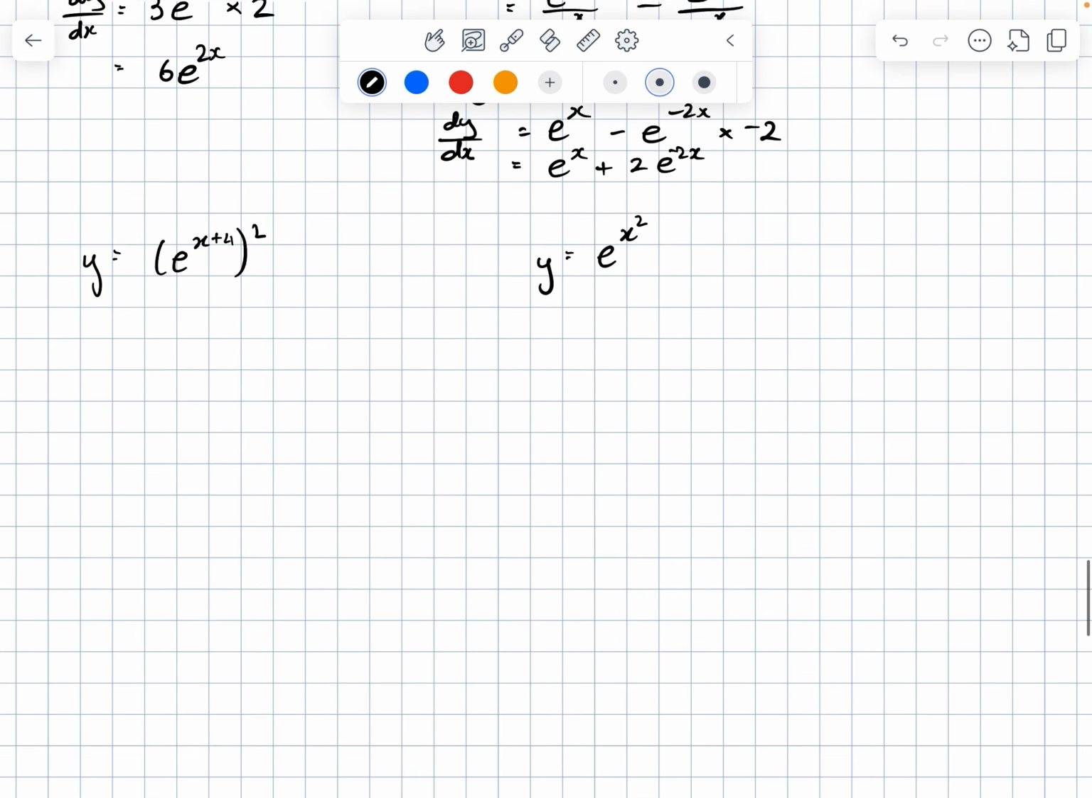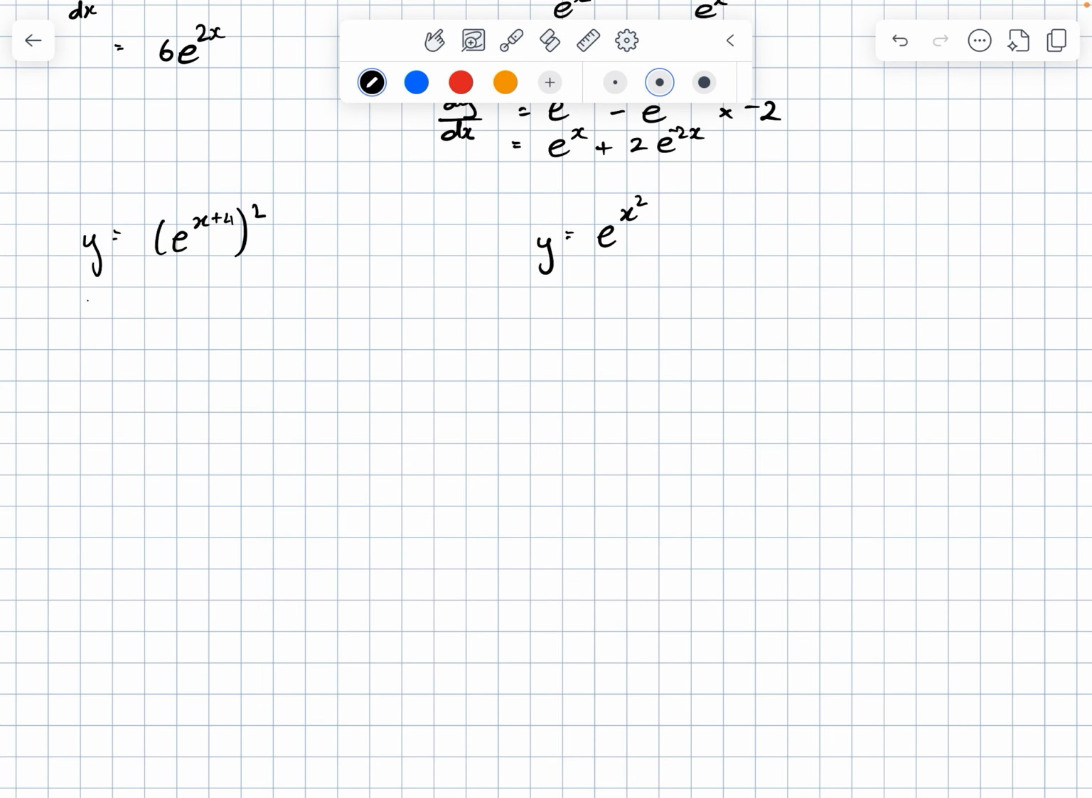Number 3, powers of powers. We could rewrite this as y equals e to the power of 2x plus 8. Powers of powers says you multiply the powers together. Differentiating dy dx. Rewrite the e and times by the derivative of the power times by 2. Final answer 2e to the power of 2x plus 8.